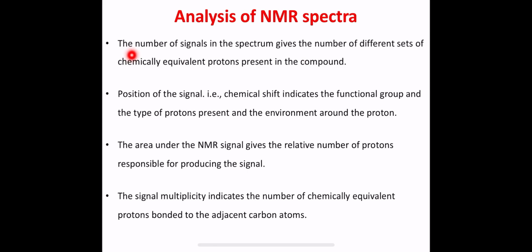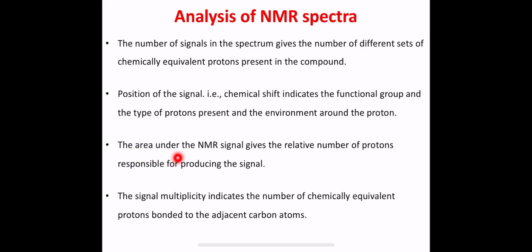The first one is the number of signals in the spectrum gives the number of different sets of chemically equivalent protons present in the compound. Okay, so the number of signals will define how many different chemically equivalent protons are present. And next we have to see the position of the signal, that is, the chemical shift indicates the functional group, the type of protons present and the environment around the proton. This is the second observation we have to make as soon as we look into the NMR spectrum.